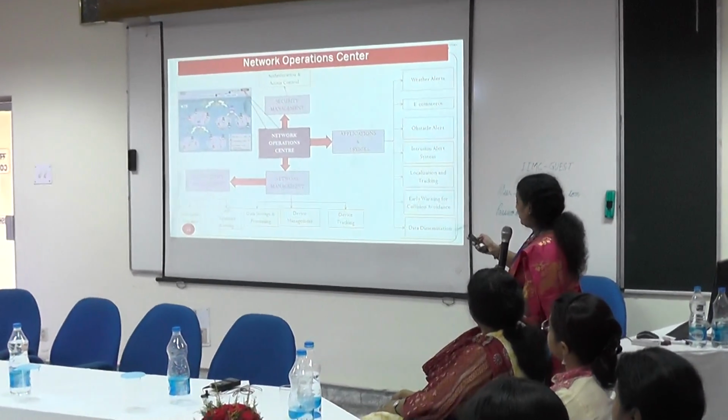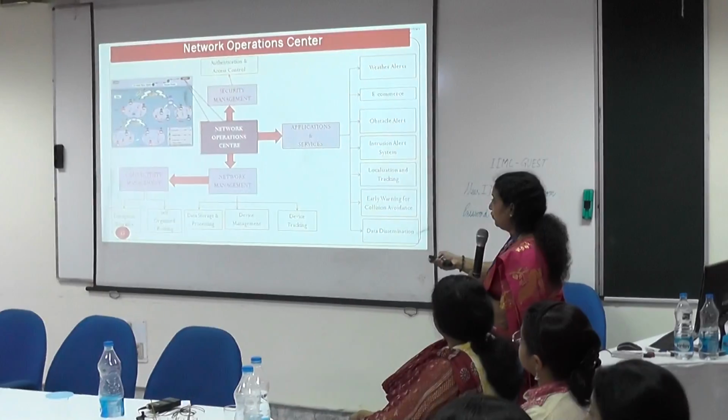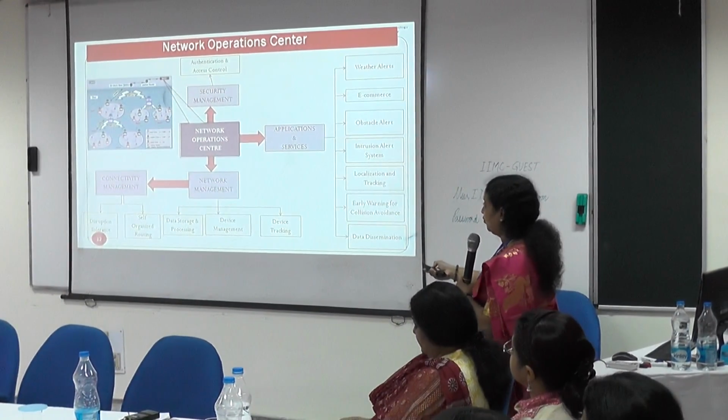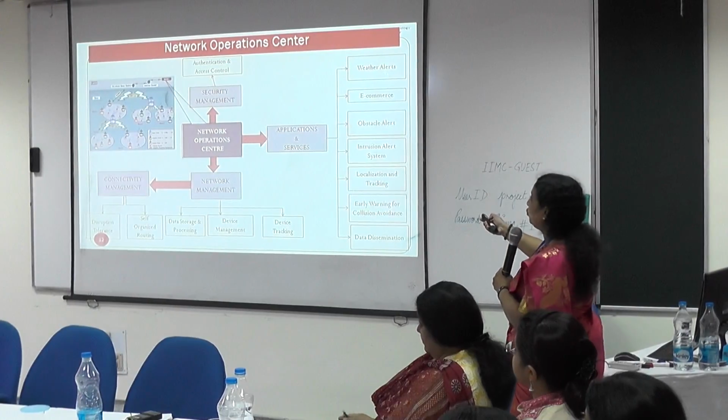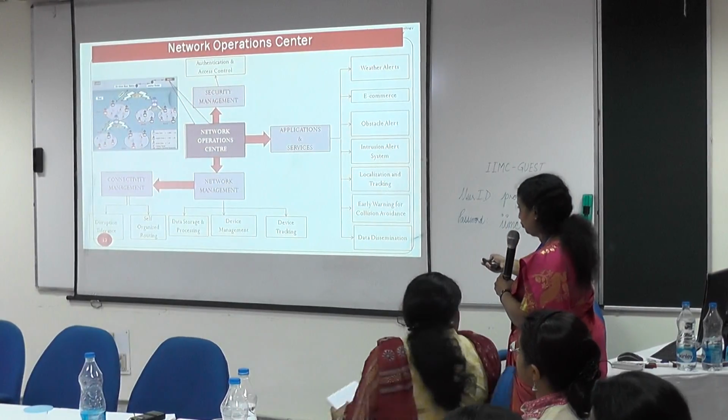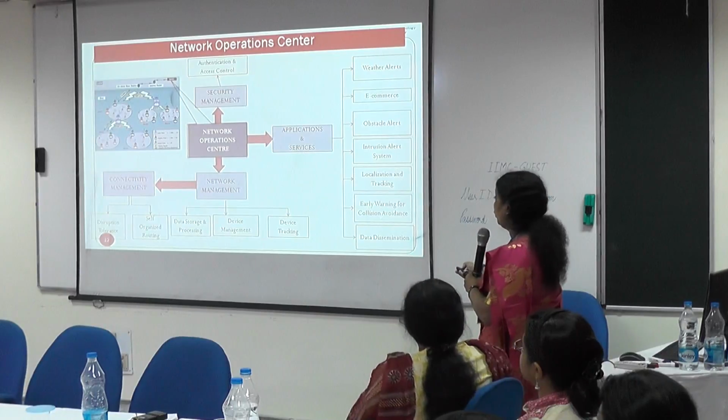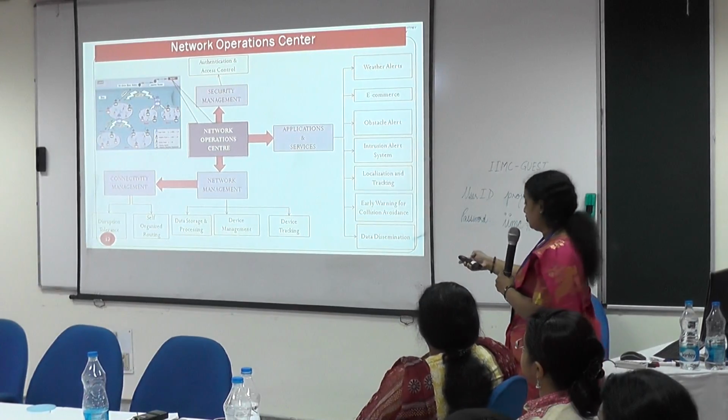So all this has been connected to the network operations center, where it will have connectivity management, network management, security management, and the different applications and services, which include weather alerts, e-commerce, obstacle inclusion, localization and tracking, early warning of collision avoidance, and data dissemination.